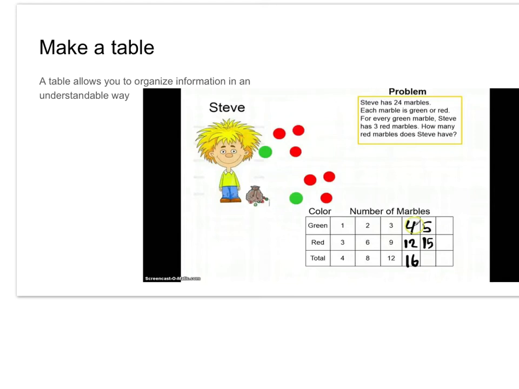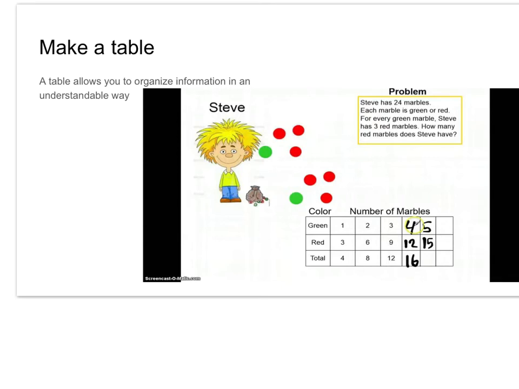The next strategy, which is one of my favorite strategies, is making tables. I love making tables, and usually you can make a table in any problem. Most of the time it will make sense or help you. A table allows you to organize information in an understandable way. You might get a lot of information at once, and you need to make a table to help you organize it.